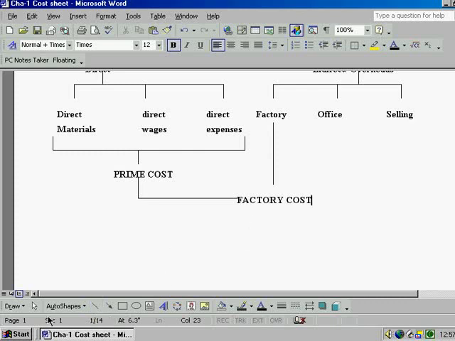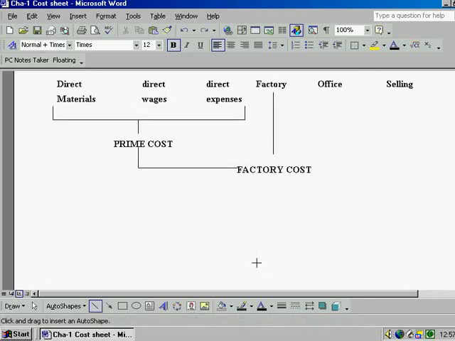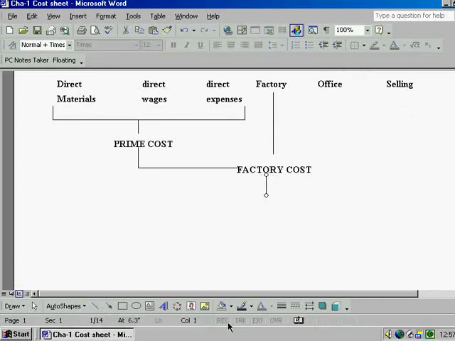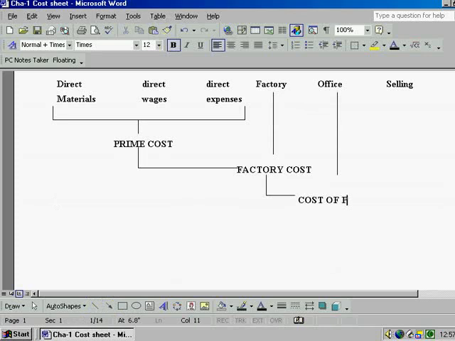So to the factory cost we now add office and administration overheads, and the total is called cost of production. The total is called what? Cost of production. So now the total that you get is called cost of production.